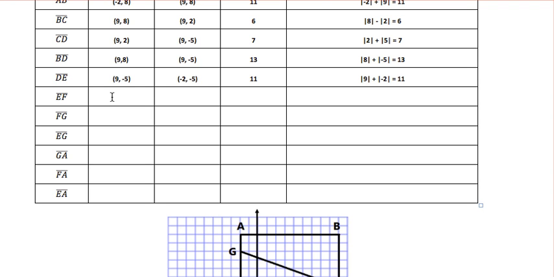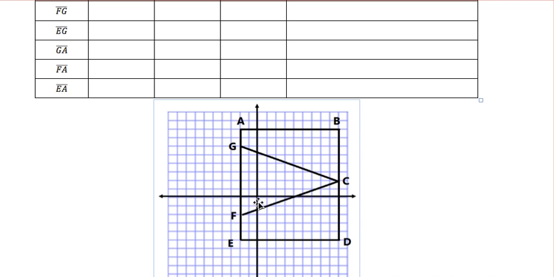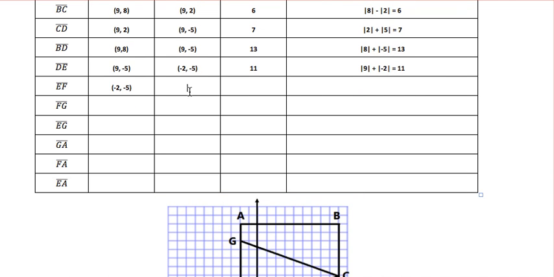Next we have EF. The ordered pair for E is negative 2, negative 5. And the ordered pair for F, which is new for us: this is 0 again, so 1, 2 in the negative direction for our y value. So F is negative 2, negative 2. And again, our x values are the same, so our y values are the ones that we're looking for the distance from. And they are both negative.